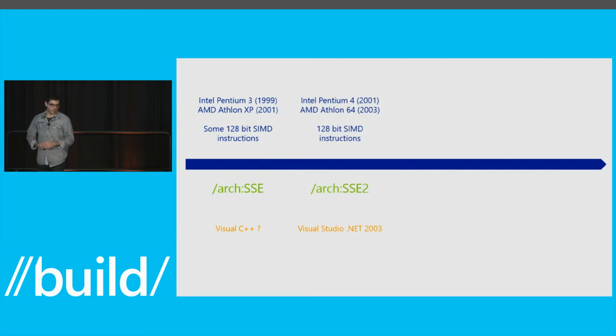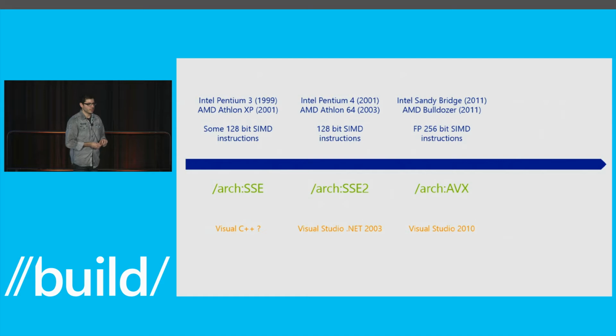Somewhat more recently, we're talking SSE2 stuff. So that started in the Intel Pentium 4 around 2000, 2001. The AMD chip as well in 2003. Visual Studio .NET 2003 gave us the /arch:SSE2 switch, which really rounded out the 128-bit vector instructions.